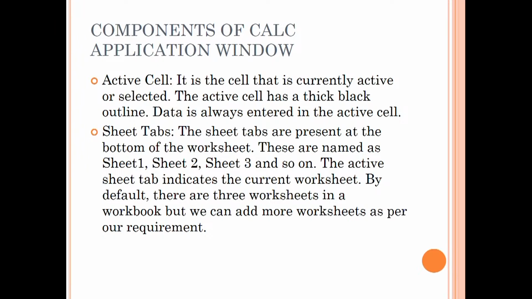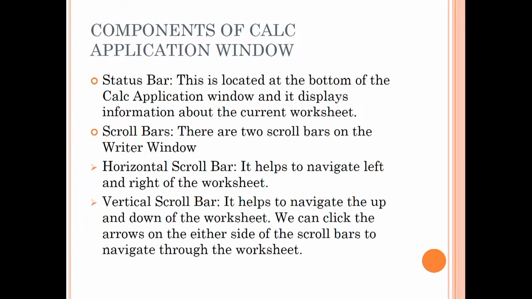Then sheet tabs. The sheet tabs are present at the bottom of the worksheet. These are named as Sheet 1, Sheet 2, Sheet 3 and so on. The active sheet tab indicates the current worksheet. By default, there are 3 worksheets in a workbook, but we can add more worksheets as per our requirement.